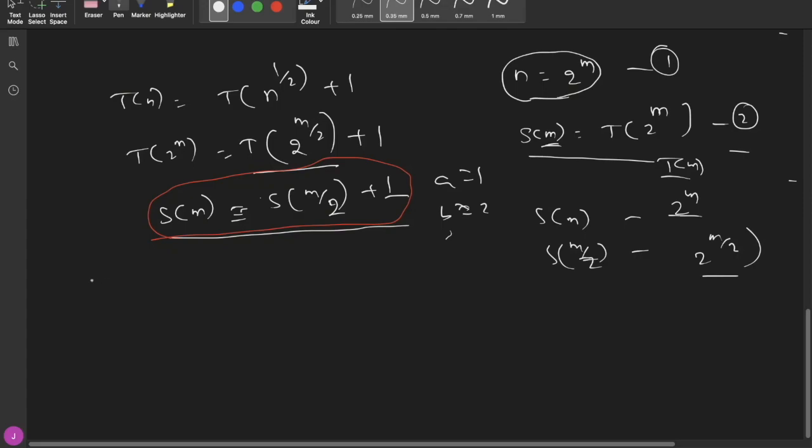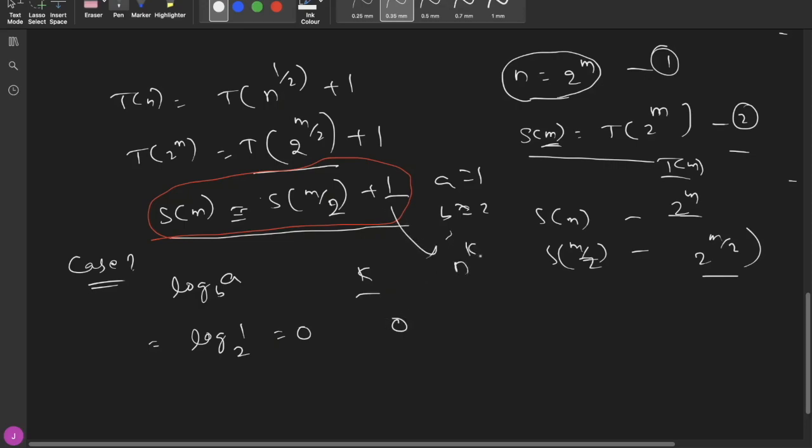I will first find out which case it lies in. For finding out the case, we have to take two values: one is log a base b, and the other is the k value. We have to compare these, to see which one is greater and which one is smaller, or whether both are equal. For log a base b, a value is 1 and base b is 2, so I am getting 0 here. The k value is also 0, because this part should be in the form of n power k log power p n. By comparing, I am getting k value as 0.